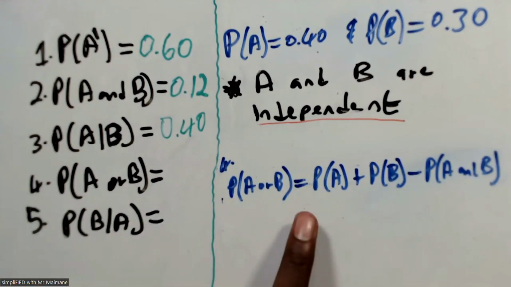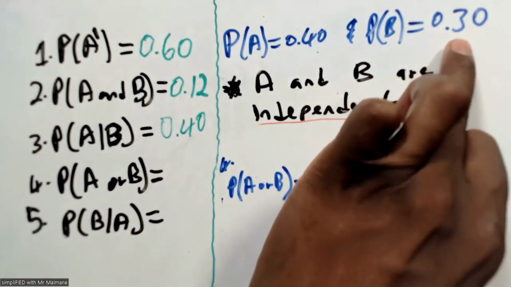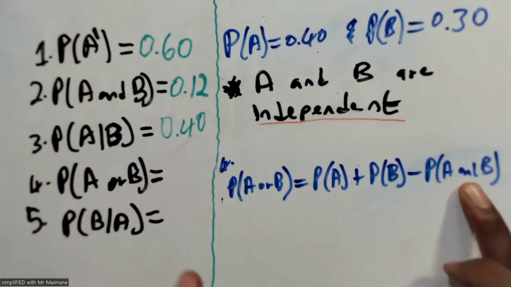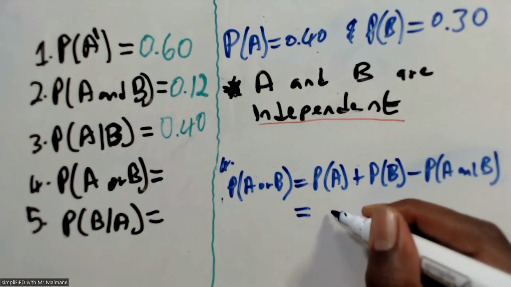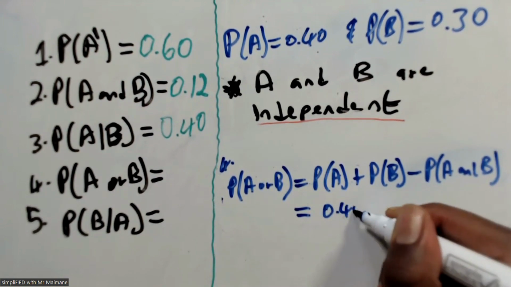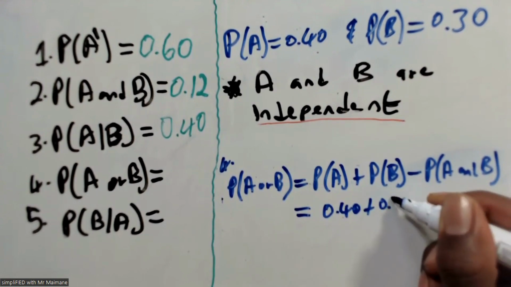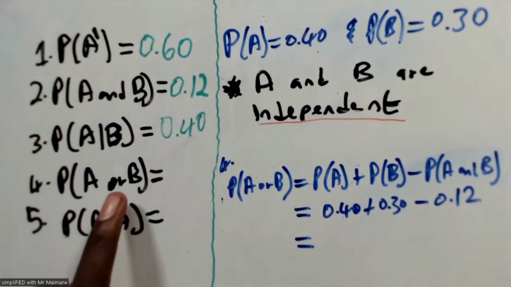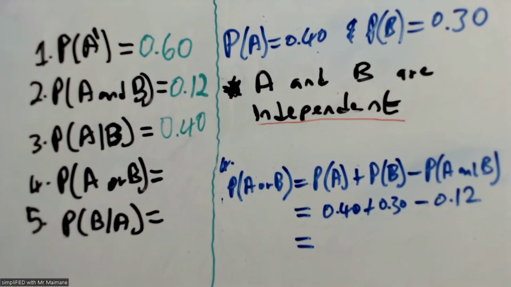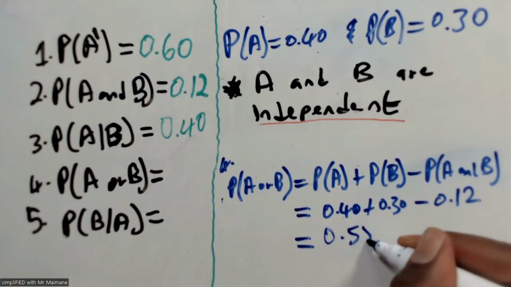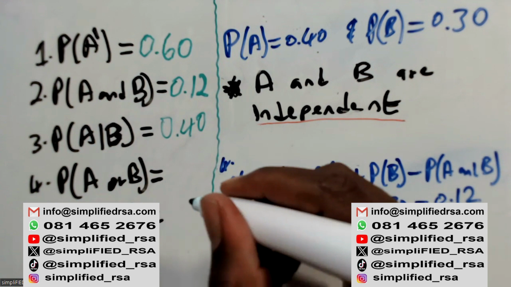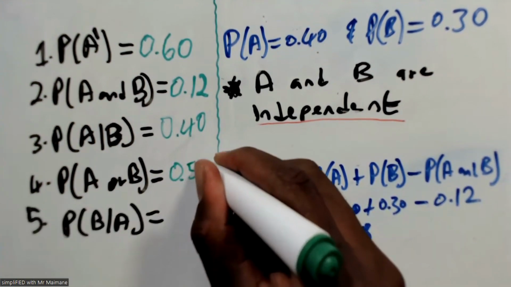So we're looking for the probability of A or B. We already have the probability of A, we already have the probability of B, and we calculated the probability of A and B from the independence there. So just substituting, we're going to have 0.4 for A plus 0.3 for B minus 0.12. Whatever we get here is our probability of A or B. Using our calculator, this gives us 0.58. Therefore, the probability of A or B is going to be 0.58. This is the correct one.